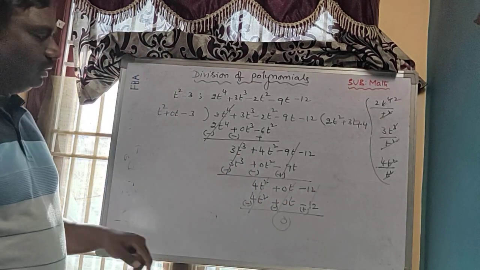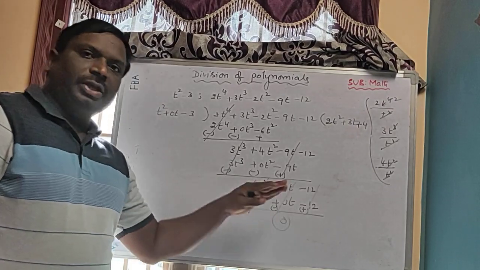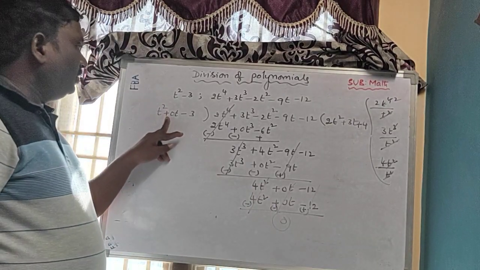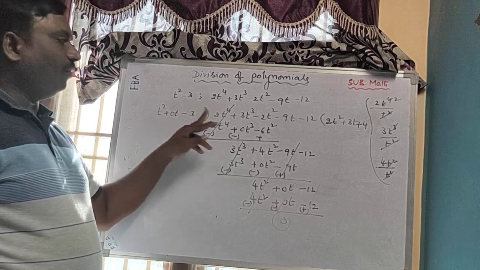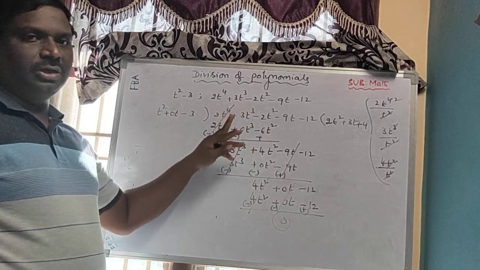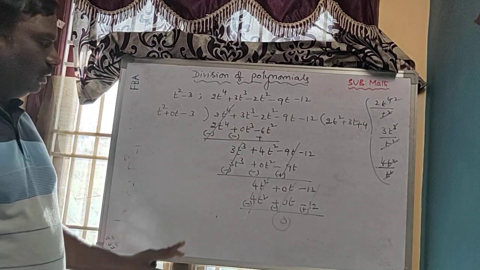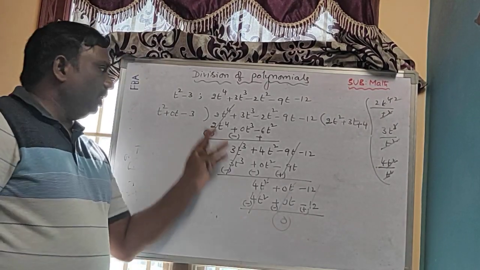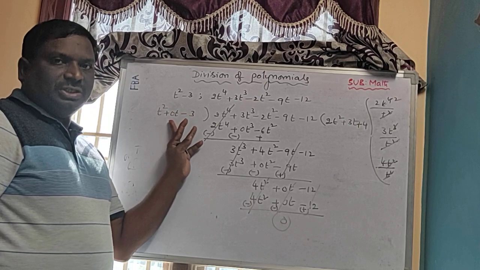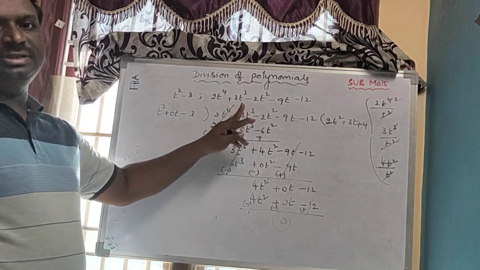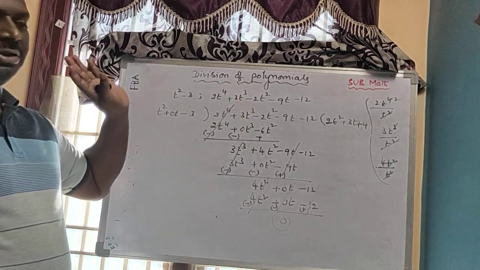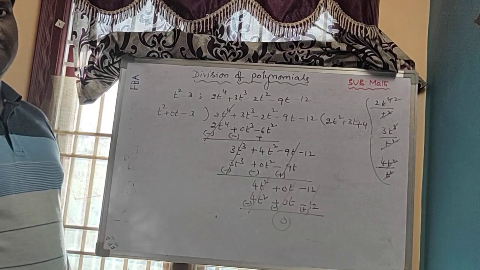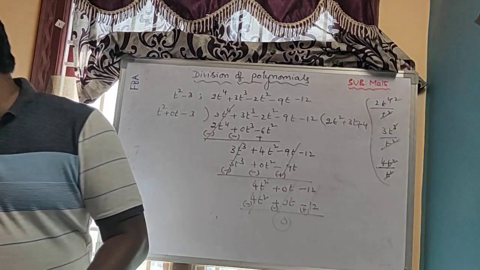Your remainder is 0. According to the remainder, we can say that the divisor is a factor of the dividend. So here you can write the conclusion: hence the remainder is 0, then the divisor, that means the first polynomial, is a factor of the second polynomial. This is another question.